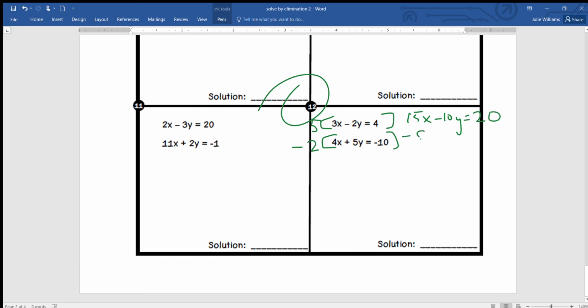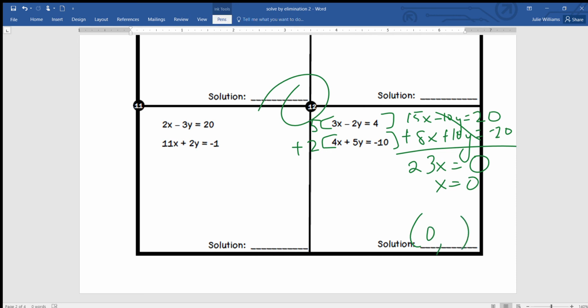And then negative 8x minus... this needs to be a positive too, so sorry. Positive 8x, positive 10y, and negative 20. Interesting. Okay, I like it when it happens like this. Okay, so then the y's cancel. Get 23x is equal to 20 minus 20. 20 minus 20 is 0, so x is equal to 0.